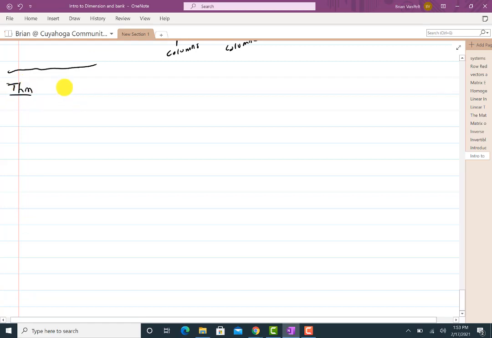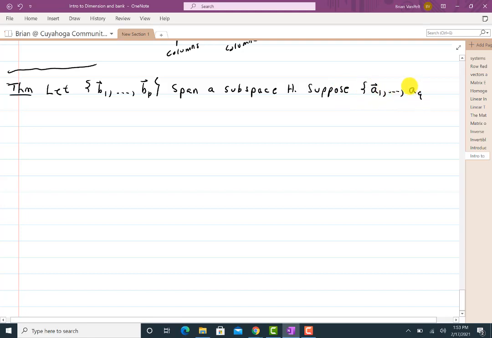Theorem. Let b1 up to bp span a subspace H. Suppose a1 up to aq is a subset of H. If q is greater than p, then the ai's are linearly dependent.